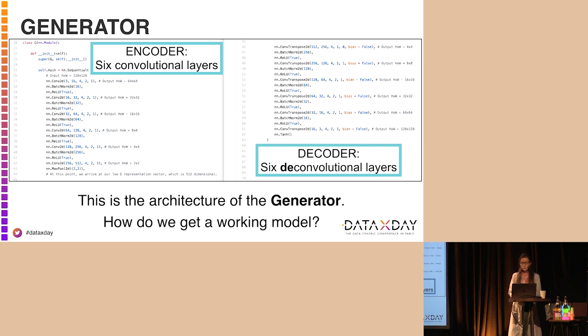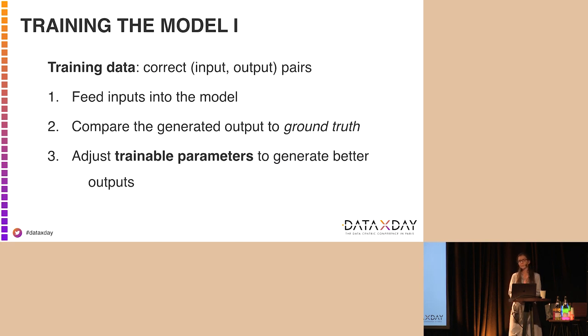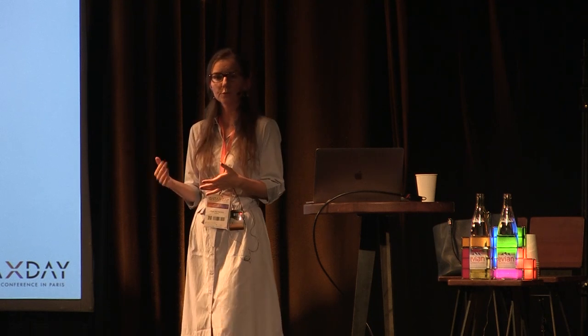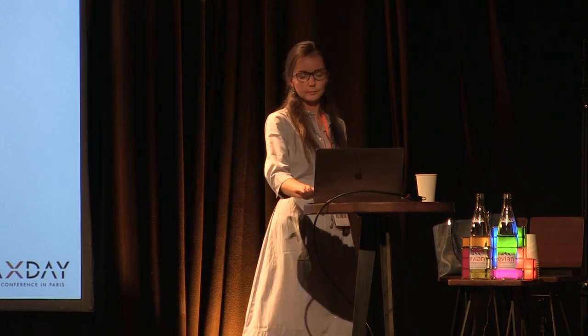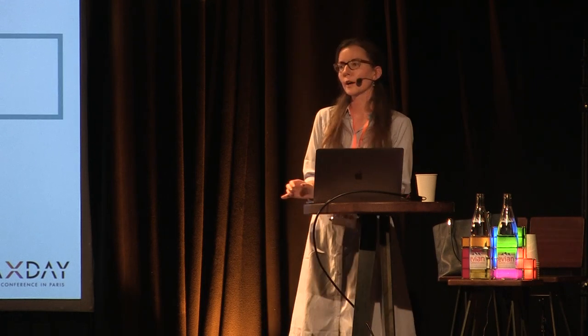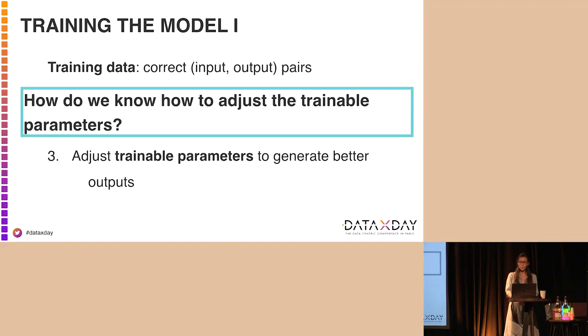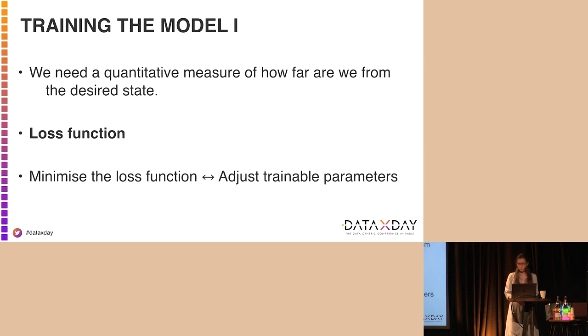So that's the architecture. Now, how do we get an actual working model out of it? Well, this, of course, is done through training. So that's the slide that I had earlier when I talked about training before. So we have the inputs, we have the corresponding outputs. We want to feed them into the model, compare the generated outputs to ground truth, and adjust the parameters. Now, how do we know which way should we adjust the parameters? So there is a quantity that quantifies the difference between what has been generated and the ground truth. That's called the loss function.